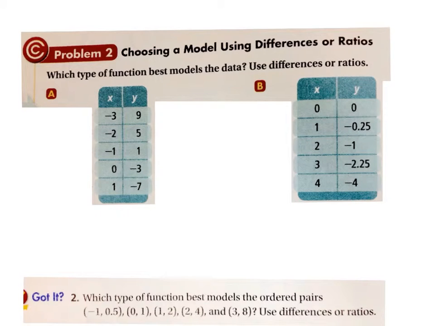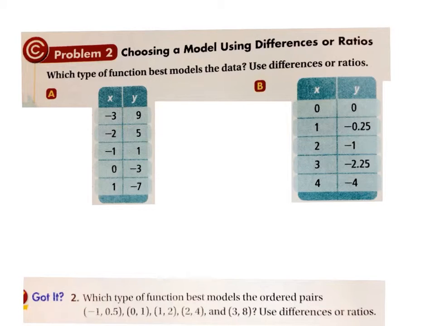All right, example 2, if they give us a table and we want to choose the best model from the table, what we can do is we either can take differences or ratios. If you have the same difference between the y values, you have a linear function. If you have the same ratio between y values, y divided by x, then that's going to be an exponential function. And if you have the same second differences between y values, you have a quadratic function.